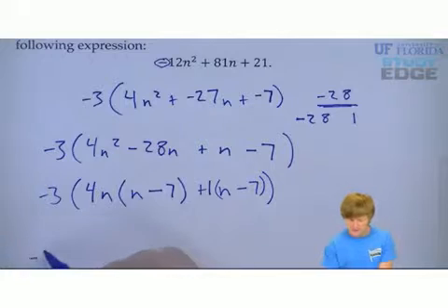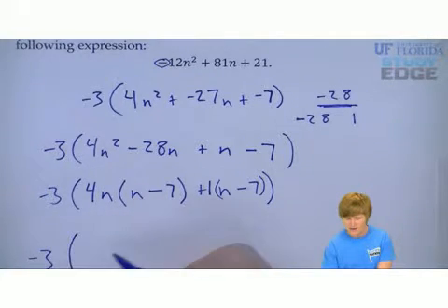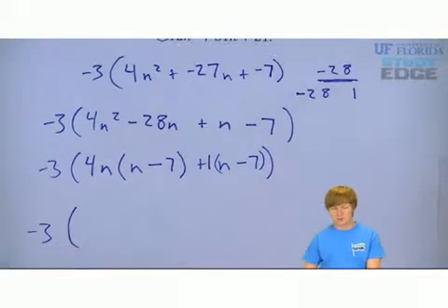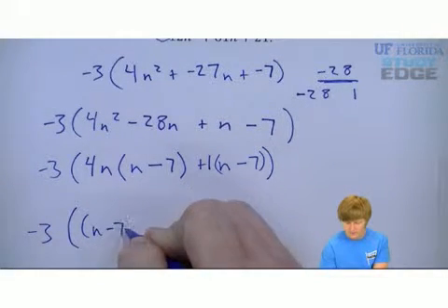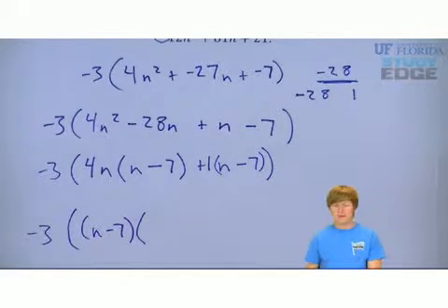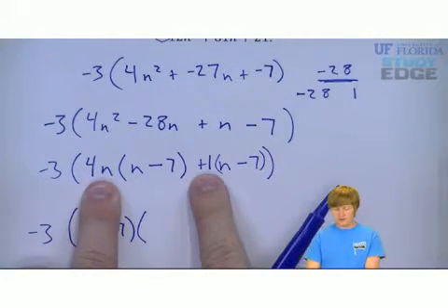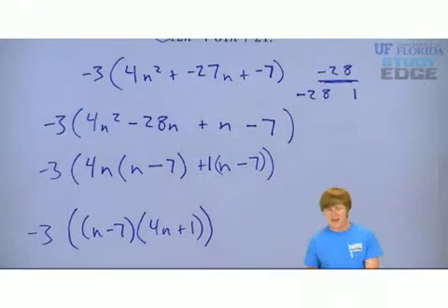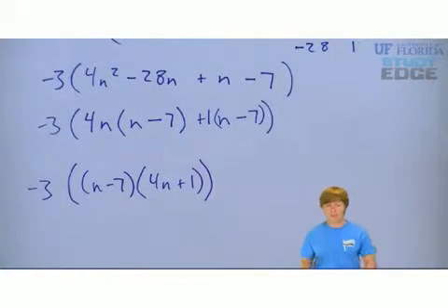One last step is take my negative 3 that's still on the outside. But then on the inside now, I know that I have my paired up n minus 7. So I'm going to write that one first. But then I'm going to multiply that by my other two, 4n plus 1. So I've got 4n plus 1. And then that is my completely factored form. And I'm good to go.